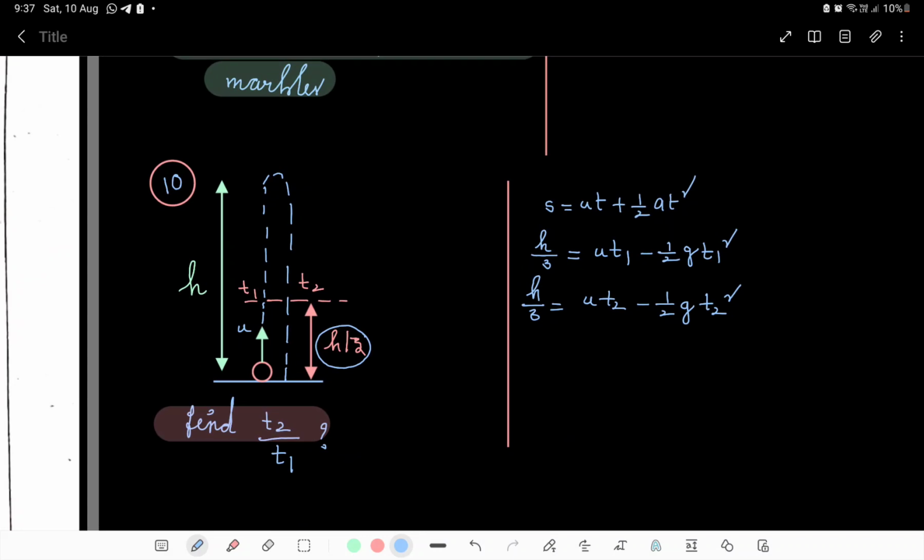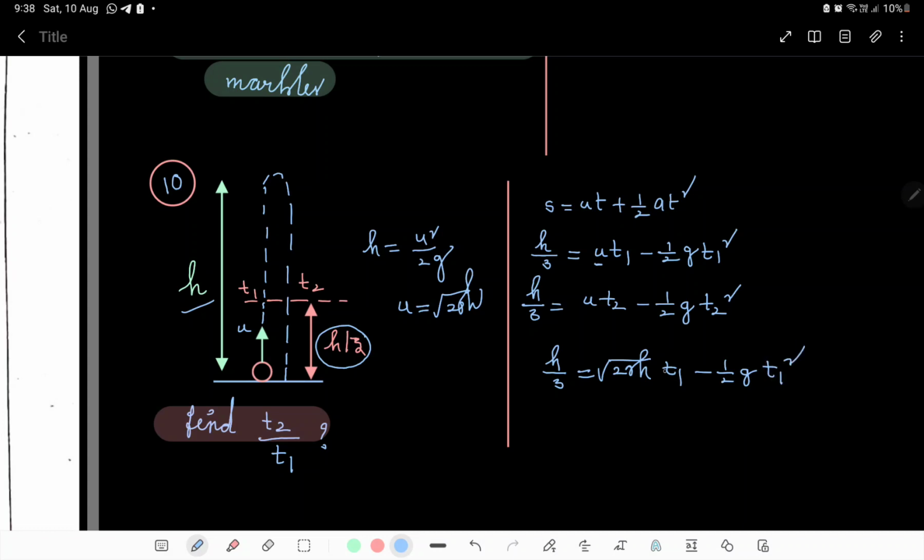Let's do one thing, find out the roots in this case. First, h by 3 will be equal to u, which can be written as under root of 2gh. Where does that come from? You know that this is the maximum height, so h is equal to u square by 2g, and u is equal to under root of 2gh. Therefore we have under root of 2gh into t1 minus half g t1 square. So find out the roots here, right?